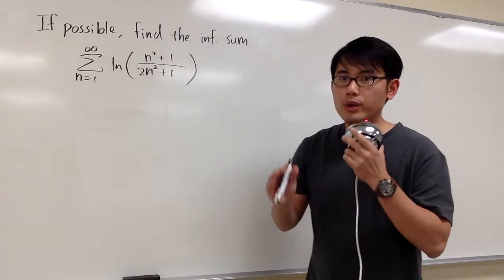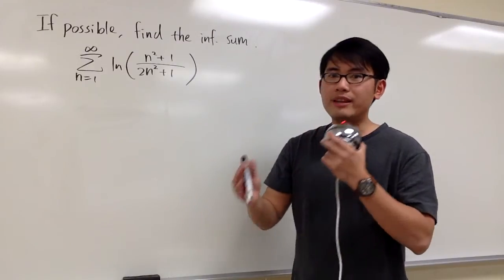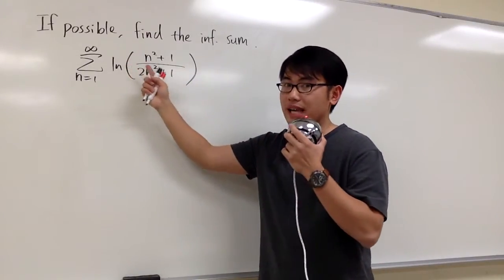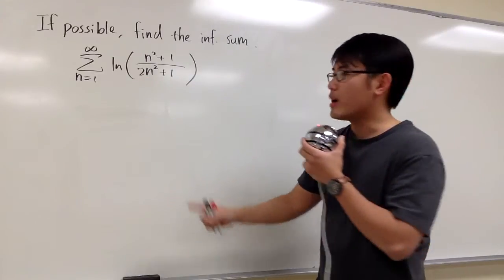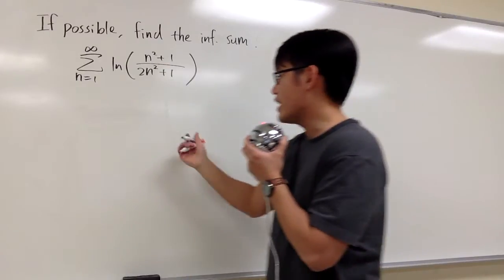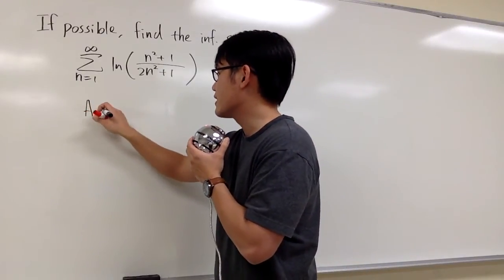Because remember, we only need to do more work if we end up with 0. Because if the limit of this is not 0, we are done. We can conclude that this series diverges. So let's go ahead and do the check. That's the test for divergence check.